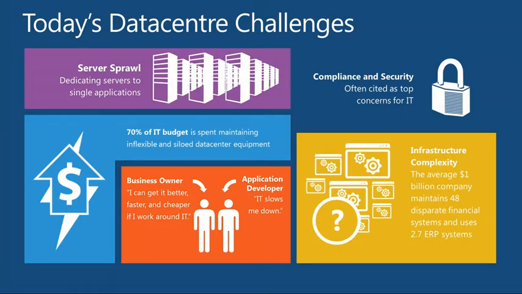Compliance and security are often pretty big obstacles to getting things done, and most of the IT budget goes in sustainment as opposed to investing in new capability. Over in the bottom right-hand side, you can see infrastructure complexity. The example there is that the average billion-dollar company maintains 48 different financial systems and uses 2.7 ERP systems on average. That tells you that a lot of organizations have multiple siloed teams. The left hand doesn't always know what the right hand is doing, and quite often you end up trying to achieve the same goal multiple times.